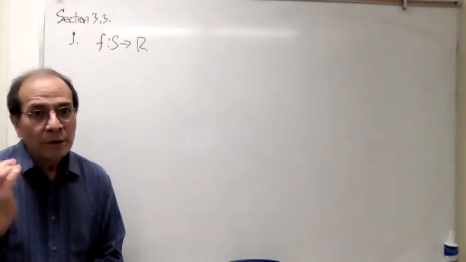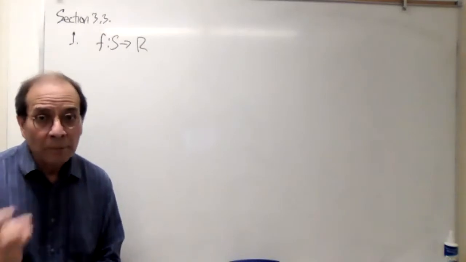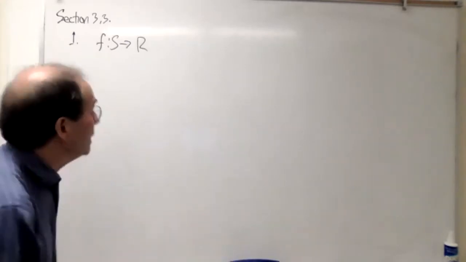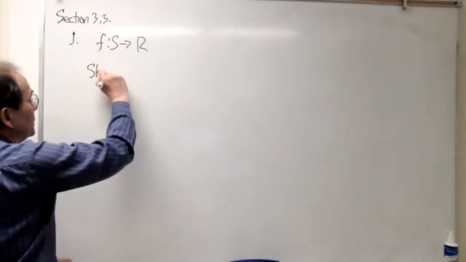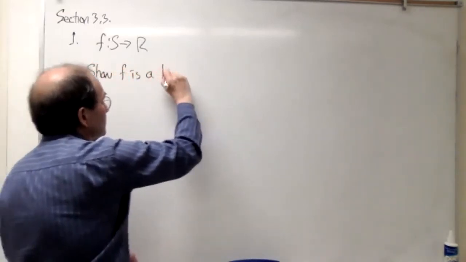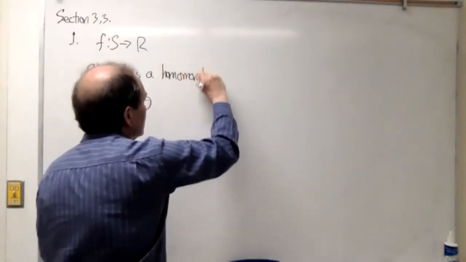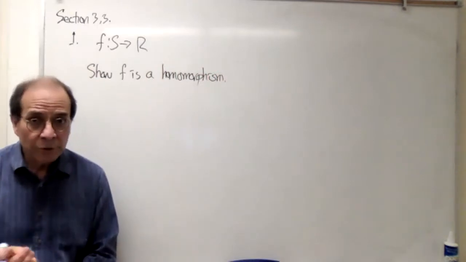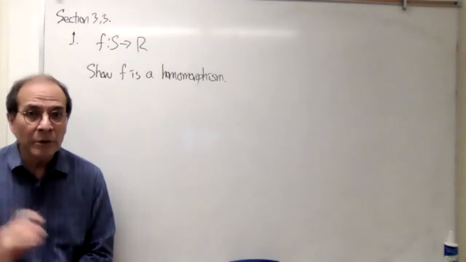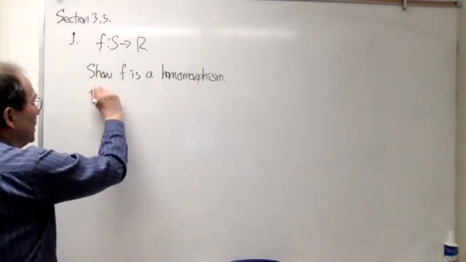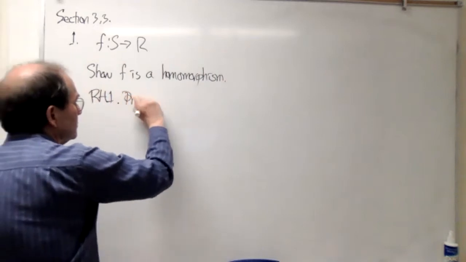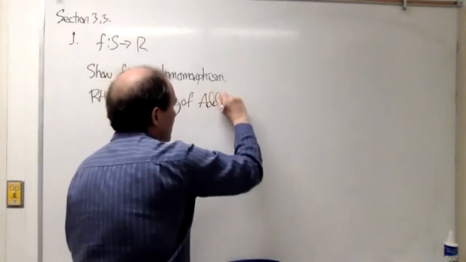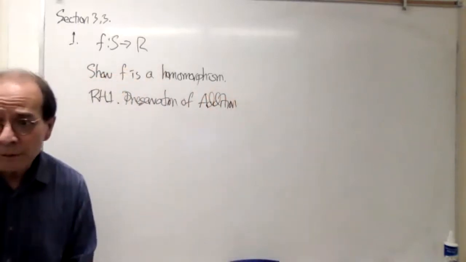Okay, so we've got to show 3 things. We've got to show, first off, that it's a homomorphism. Secondly, that it's injective. And third, that it's a surjective function. Okay, so we need to show that F is a homomorphism. And so this means we need to show that it preserves addition and preserves multiplication. So these 2 properties, RH1 and RH2. Okay, so if we look at RH1, so this is the preservation of addition property. Just a second.